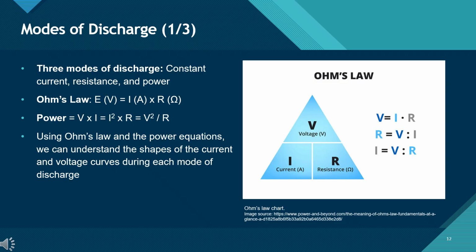Modes of discharge. In batteries, there are 3 common modes of discharge: constant current, constant resistance, and constant power. To understand how these modes behave, we begin with Ohm's law, which states that voltage equals current times resistance. From this, we can also calculate power in different ways. Power equals voltage times current, or current squared times resistance, or voltage squared divided by resistance.